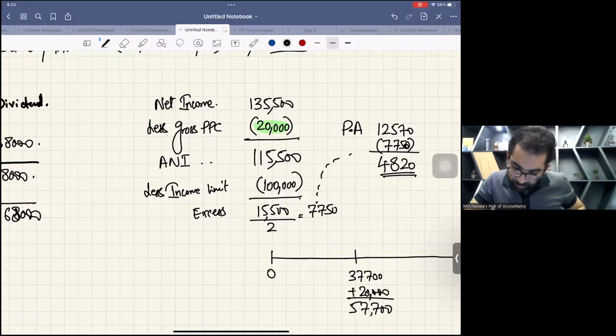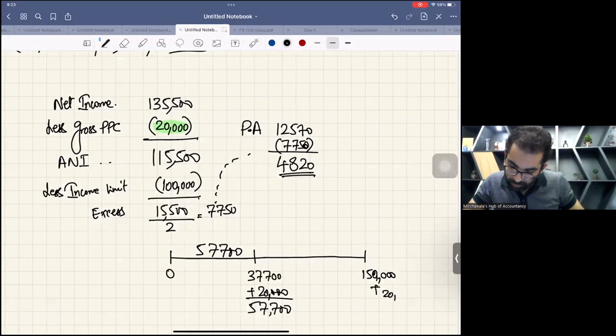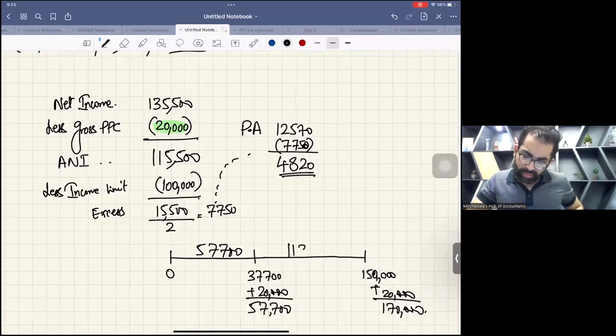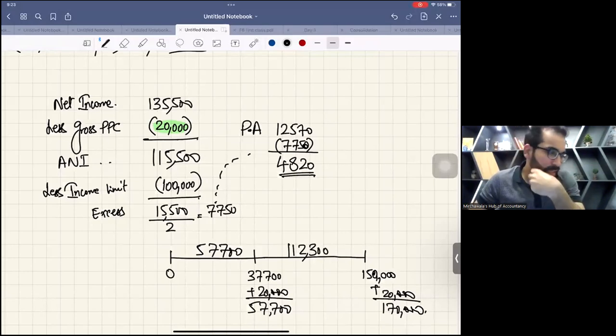$57,700 is your revised band. And this will be 170,000. So how much is the difference? Can you tell me the capacity of second band? Is 112,300, right? The capacity of second band is always 112,300. Yes. Okay. So these are your revised bands, students.